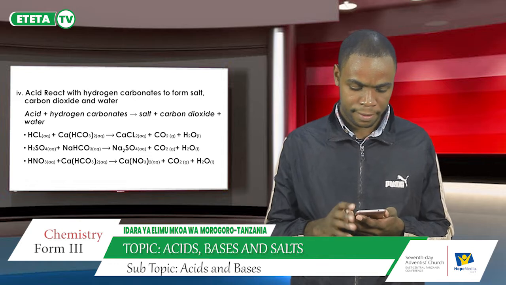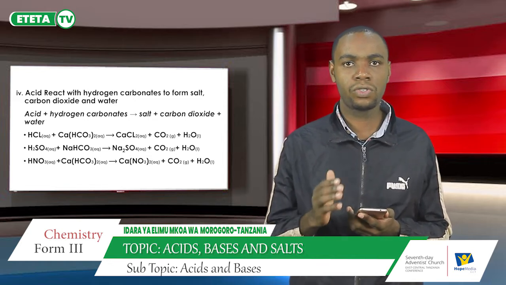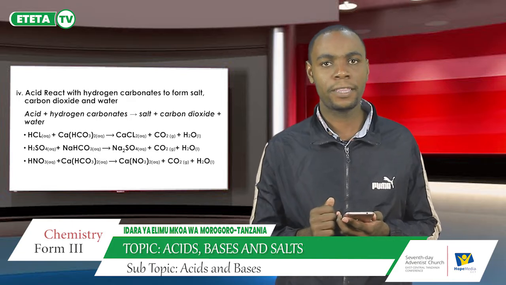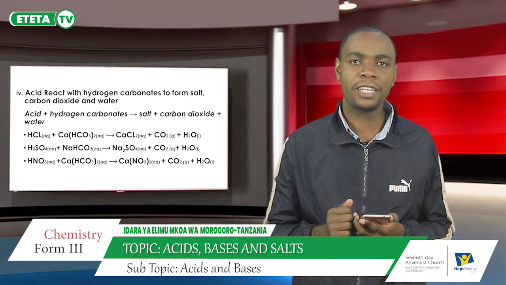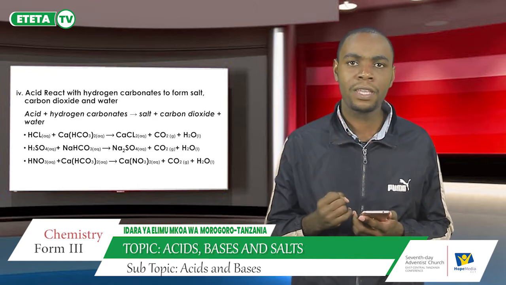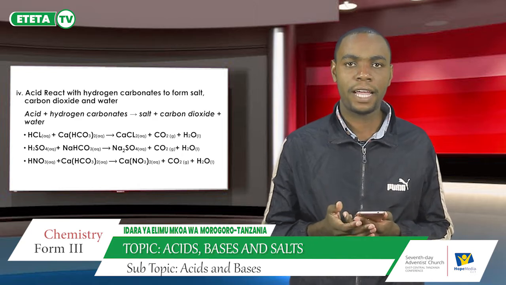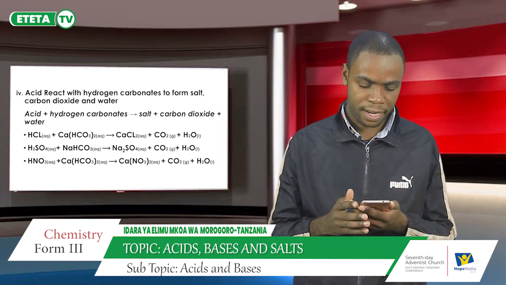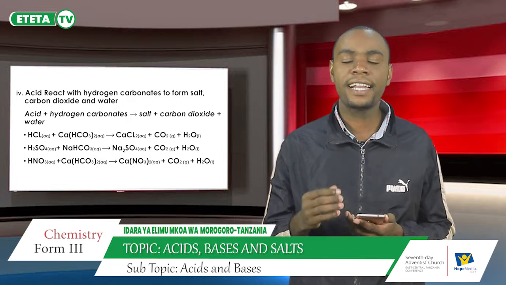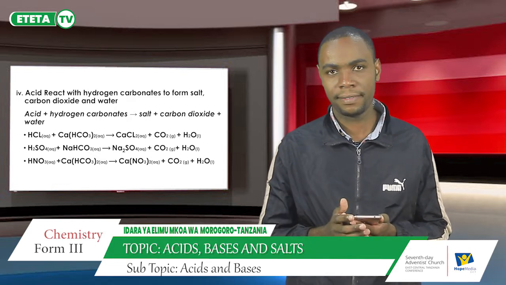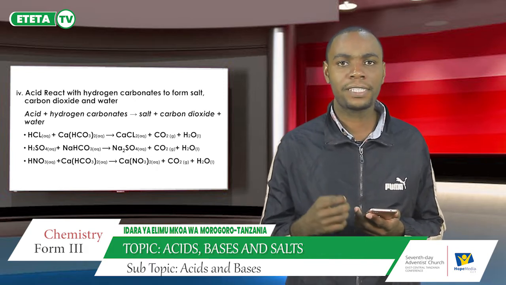Another chemical property is that acid reacts with hydrogen carbonate to produce salt, carbon dioxide and water. Also, acid reacts with hydrogen carbonate to produce three products, which are salt, carbon dioxide and water. For example, the reaction between hydrochloric acid and calcium hydrogen carbonate. The product formed there is calcium chloride, carbon dioxide, and water.